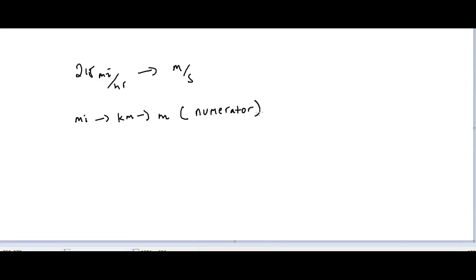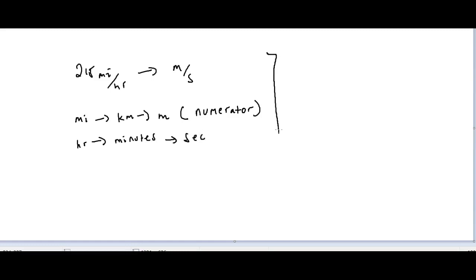So we had 215 mile per hour, and we want to change mile per hour into meter per second. There's a lot of conversions here. So we first have to change mile into kilometer, and kilometer into meter. That's from the top part, the numerator part. And from the bottom part, we have hour. Hour has to be changed into minutes, and minutes has to be changed into seconds.